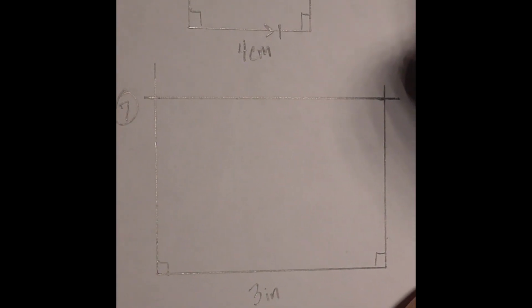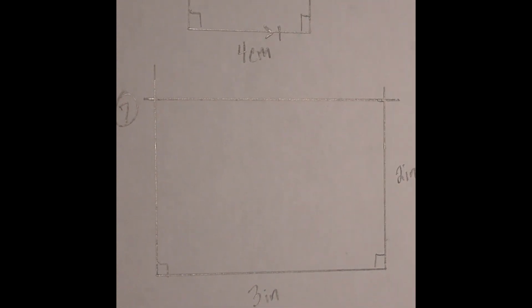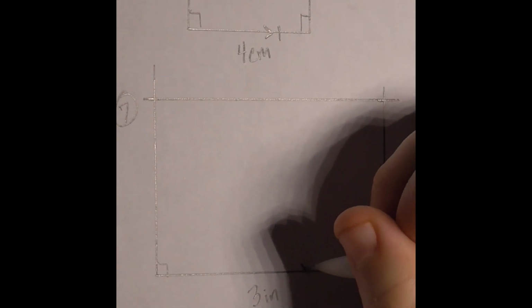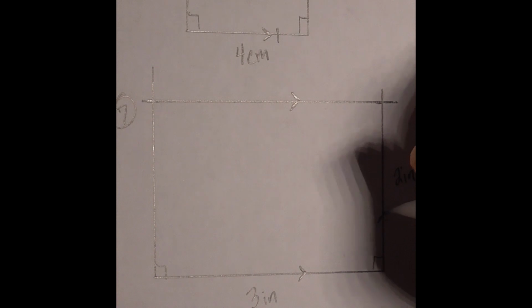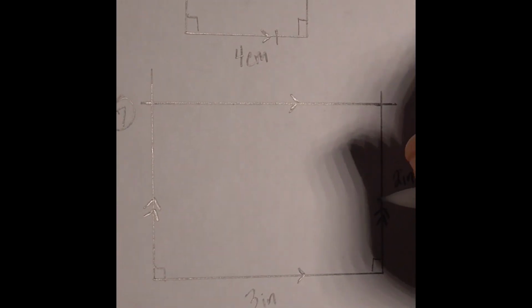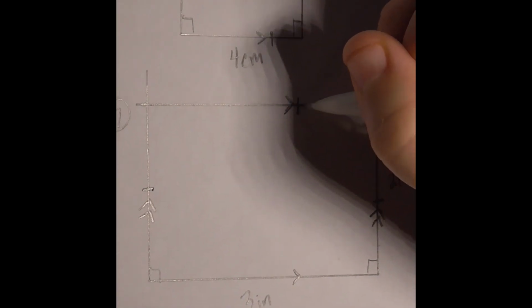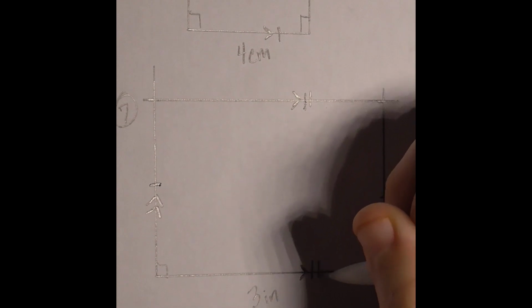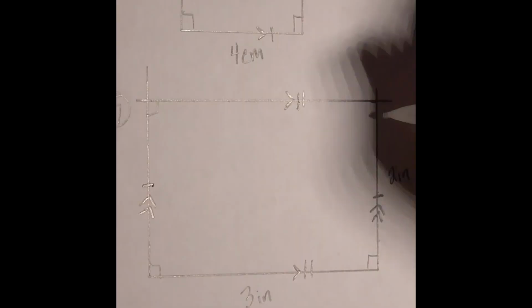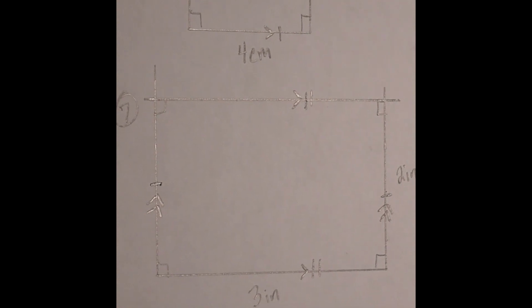So here's my rectangle with a side of 3 inches and another side of 2 inches. And then if I put my markings, this line is parallel to this line. My right side is not parallel to those two, but it is parallel to the left side. This side is 2 inches and this side is 2 inches, so 1 tick mark. This side is 3 inches and it goes along with this side. And then these 2 angles are also 90s. So there is a completed rectangle.